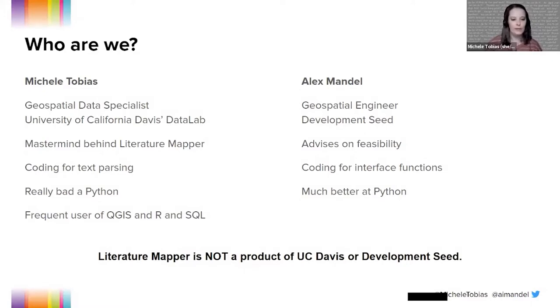And I just want to have a quick little disclaimer that Literature Mapper is not a product of UC Davis or Development Seed. This is something that we develop on our own time. So it's not paid for by our respective companies.